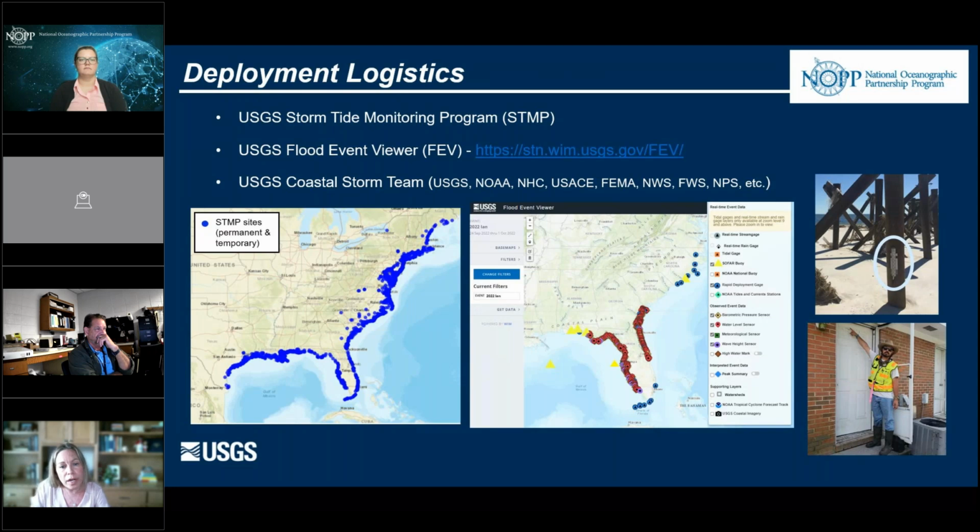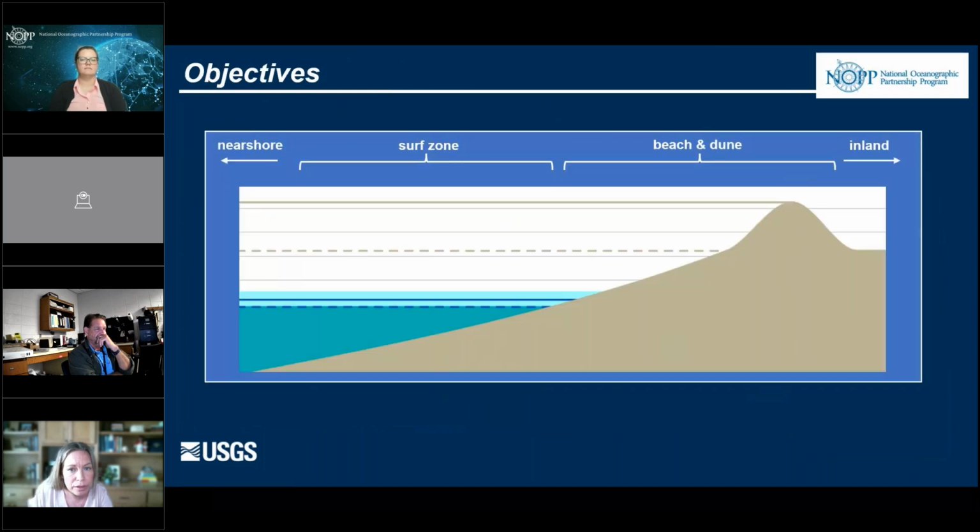Our NOPP deployments are planned in coordination with the USGS Coastal Storm Team. But we're looking to expand upon those spatially dense sensor deployments by the USGS along the coast and provide detailed measurements of water levels and waves in shore-perpendicular transects, spanning the nearshore region across the surf zone, beach and dune, and covering the inland flooding extent. Deploying sensors in these transects will allow us to measure the arrival, transformation, and dissipation of waves and water levels.